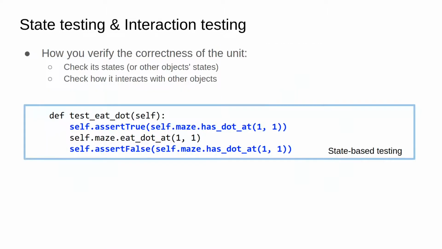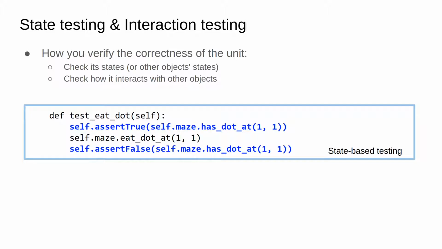Okay, I would like to talk a little bit about two methods for performing unit testing. Basically there are two ways to verify that the unit you are currently testing is working correctly. One is called state testing. So basically you do something with the object, and then you check its state to see if it changed in the way that you would like it to.